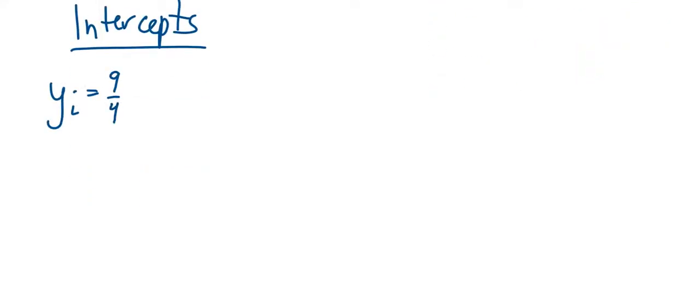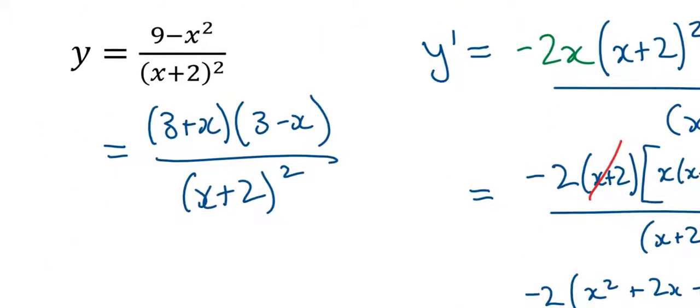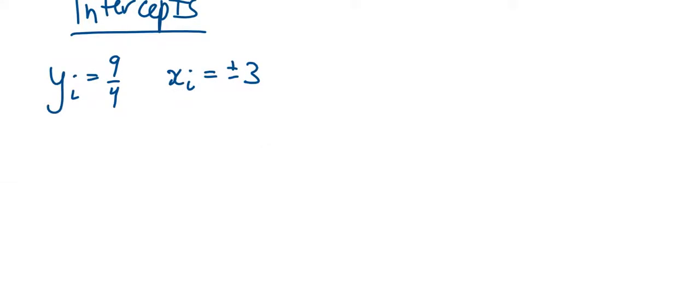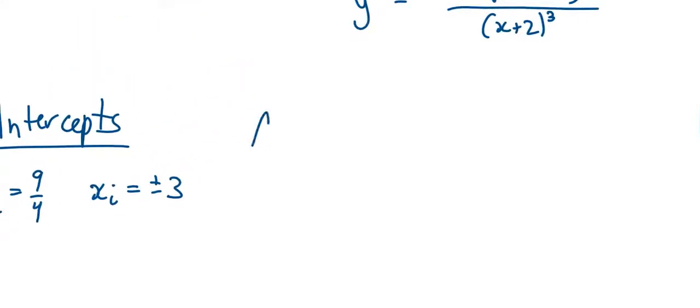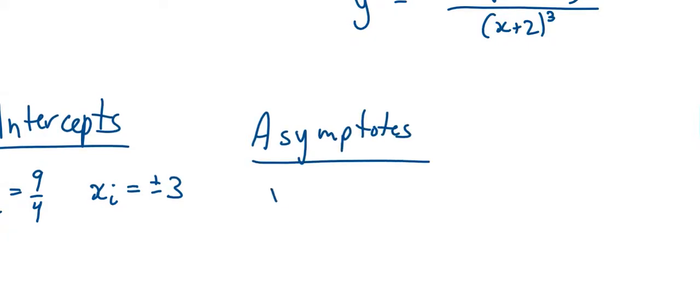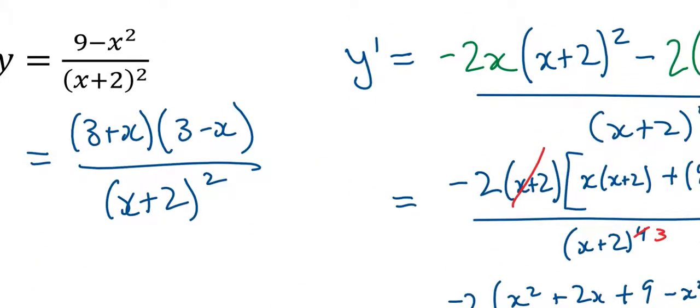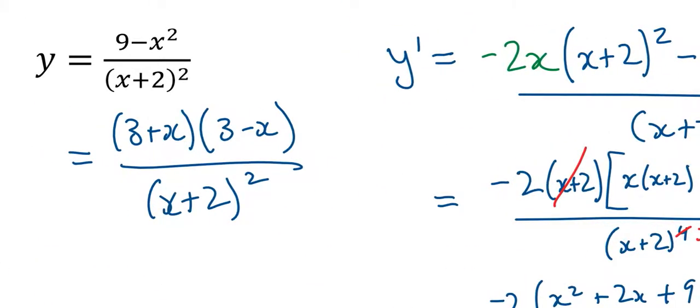X-intercepts are plus or minus 3 from the factored form. So again, 9 over, if I expanded this, it would be x squared plus 4x plus 4. So 9 over 4. Asymptotes. Start with vertical asymptotes. What do we have? Yeah, x equals negative 2. We only have the 1.